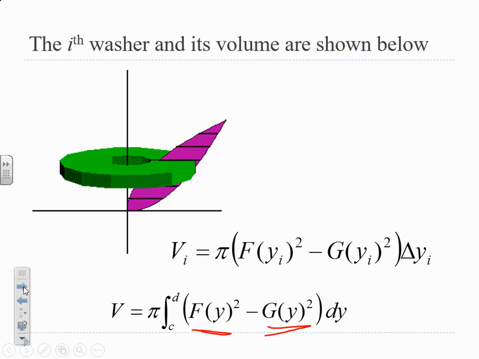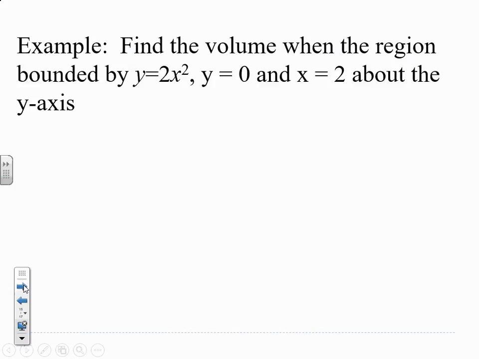All right, so I have 3 examples for you on this lovely Wednesday morning. Here's our first. The things that you need to write down: we have the region bounded by y equals 2x squared, y equals 0, x equals 2, and we're rotating about the y-axis.